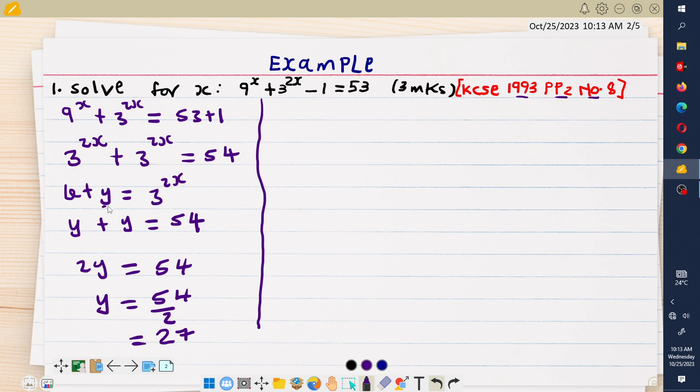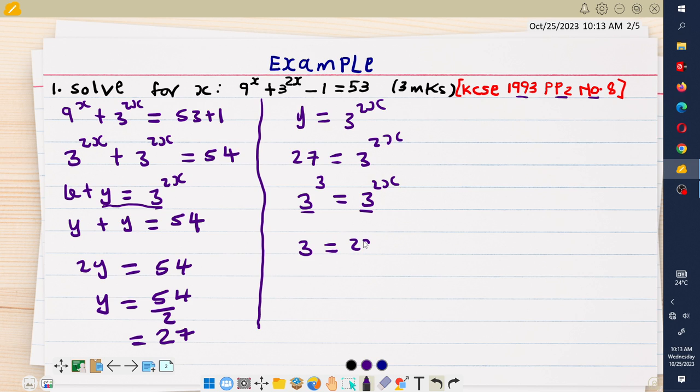So we'll come back to where we were saying we are letting y be equal to 3 power 2x. Because we have already gotten the value of y, I'm going to substitute it here. The value of y is 27, which is equal to 3 power 2x. Then we know that 27 is the same as saying 3 to the power of 3. So 3 power 3 is equivalent to 3 power 2x. Because the bases are the same, I'm going to drop them. Therefore, I simply equate the powers. So 3 will be equivalent to 2x. Dividing through by 2, I'm going to get my value of x being equal to 3 over 2, or simply 1.5.